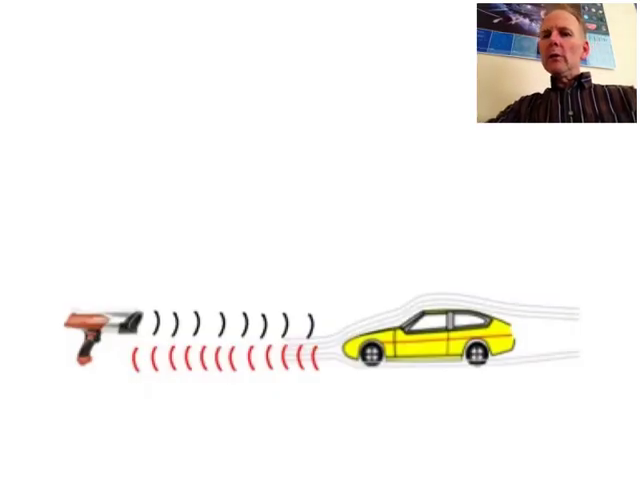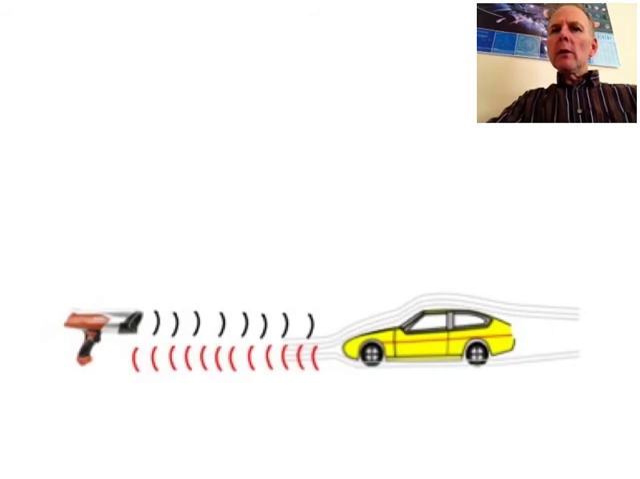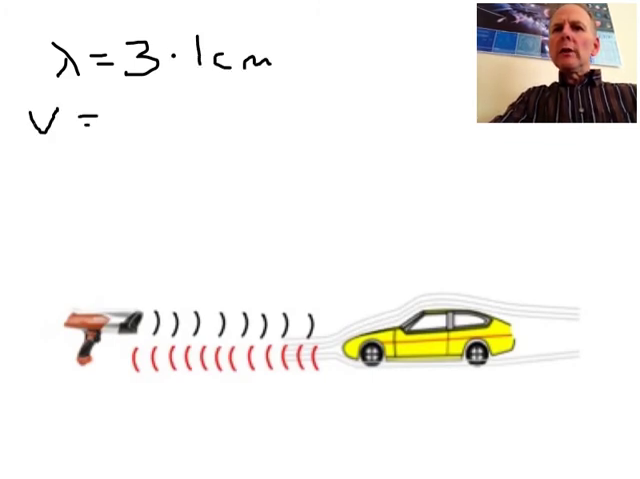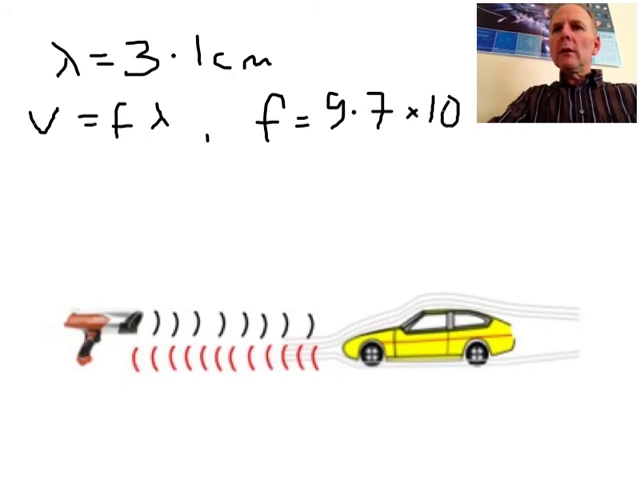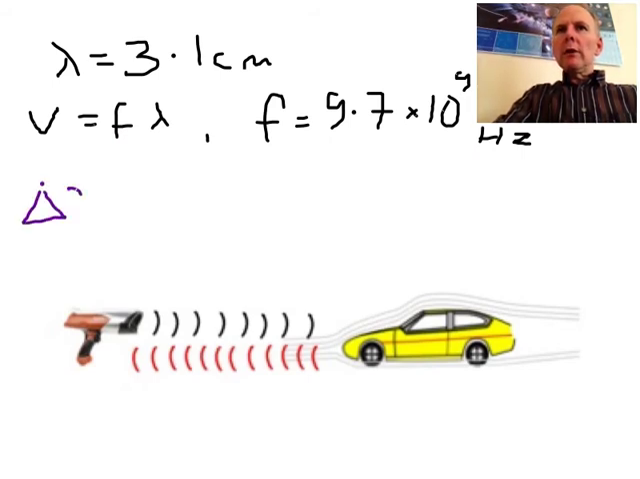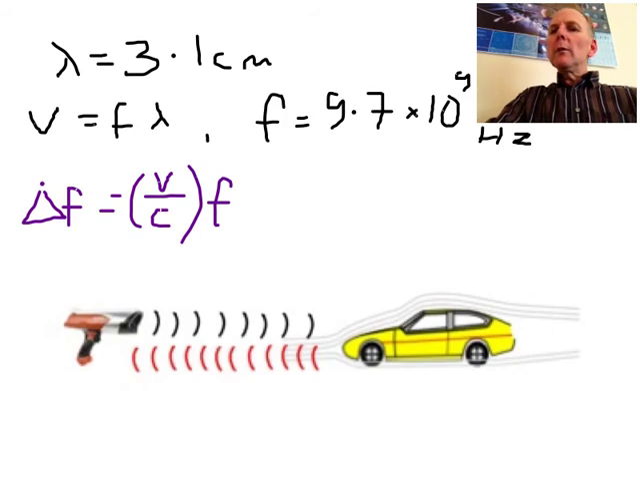So let's look at an example of how we can use that equation. Let's imagine this radar gun is attempting to measure the speed of this vehicle which is approaching. The radar gun uses microwaves of wavelength 3.1 centimeters, and using the equation v equals f lambda we can calculate the frequency to be 9.7 times 10 to the 9 hertz. In this equation, v is the speed of light, the wavelength is 3.1 centimeters. If we convert that into meters, we get this frequency here. So we have the equation, change in frequency is equal to v, the speed of the car, over c, the speed of the microwaves, which is 3 times 10 to the 8, multiplied by the frequency of the microwaves.